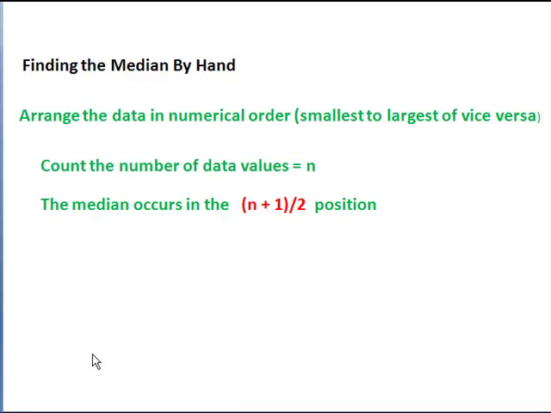I'm going to give you a handy little rule. First, I want you to start by sorting your data. We are in the habit of sorting it from largest to smallest. Then I want you to count the number of data values. We'll call that number n. Then I want you to add 1 to the number of data values, and then follow that up by dividing by 2. This will give you the position of the median.